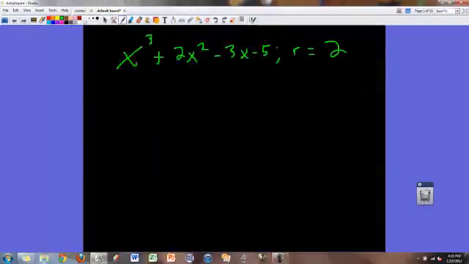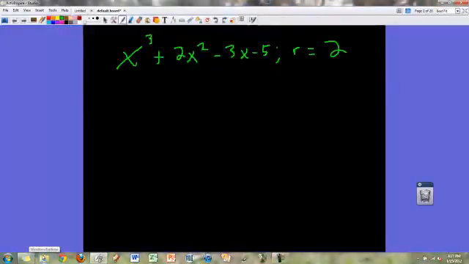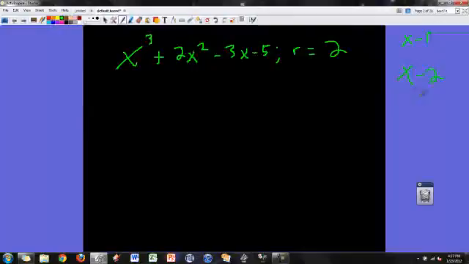So let's go over here. So here we have a problem: x cubed plus 2x squared minus 3x minus 5, and I have r equals 2. So what this means is if I were to divide this polynomial by x minus 2, remember that comes from the whole x minus r, x minus c, whatever. x minus r, if r is 2, it'd be x minus 2. So I have this polynomial here. If I were to divide that by x minus 2 using synthetic division, my remainder would have the exact same value as if I just plugged in r right here.